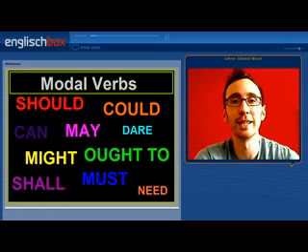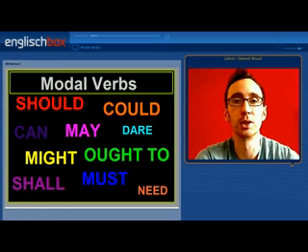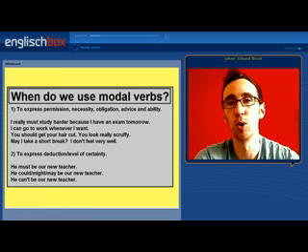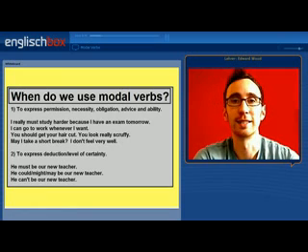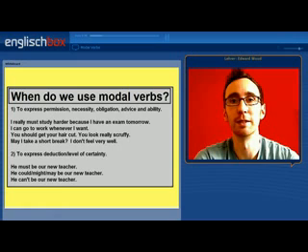For example, need and dare can also be used as main verbs, whereas could, can, may, and might, for example, can only be used as modal verbs. So why are modal verbs important and when do we use them? Well, we need modal verbs to express notions of permission, necessity, obligation, advice, and ability.